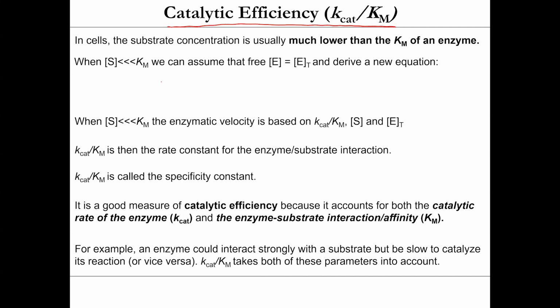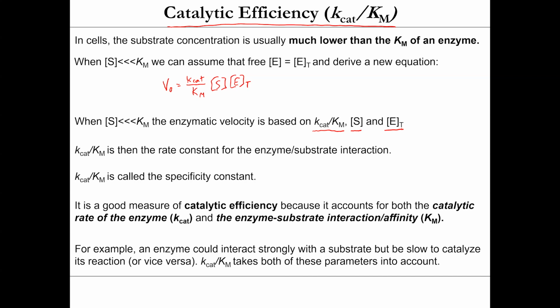And so this equation would be V sub 0, the initial reaction velocity, equals the kcat over the Km times the substrate concentration times the total enzyme concentration. So when this substrate concentration is much lower than the Km, then the enzymatic velocity of the reaction is going to be based on all three of these variables: kcat over Km, the substrate concentration, and the total amount of enzyme in the reaction.